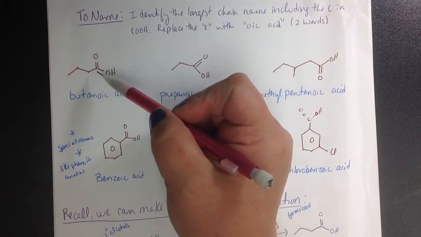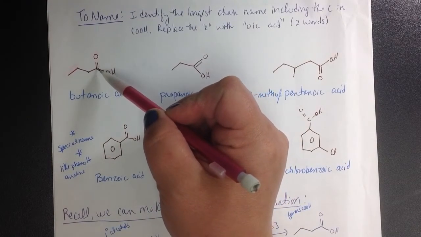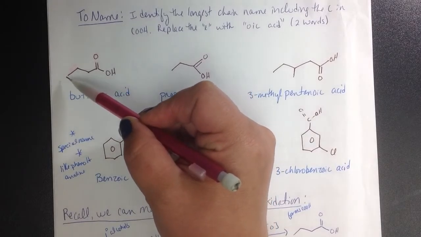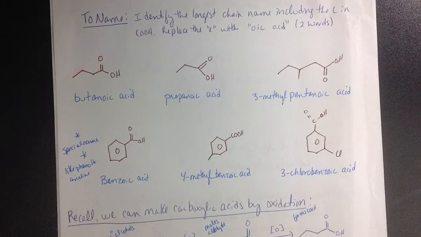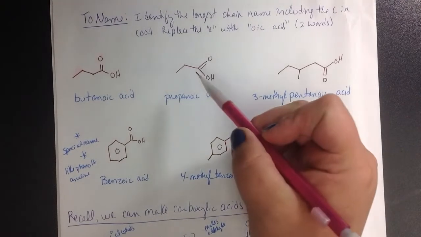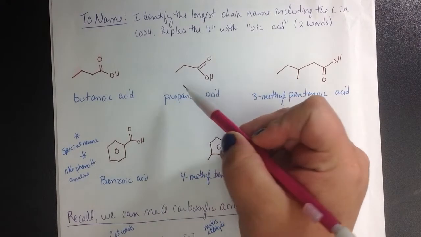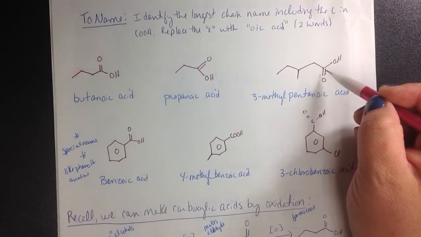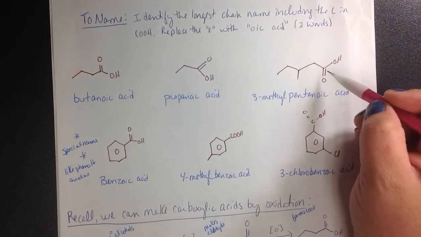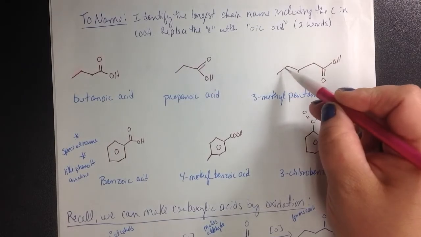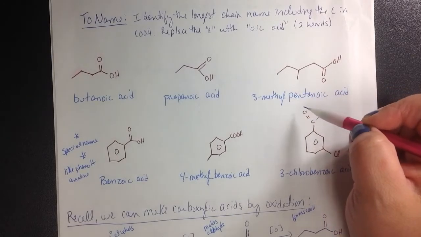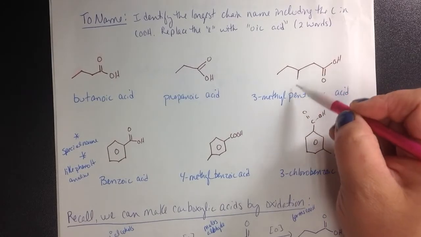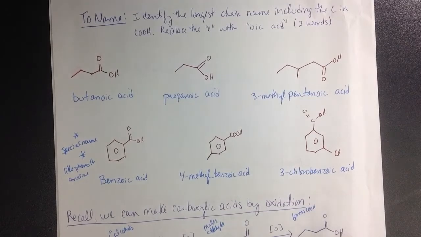The hard part is remembering that the carbon right there actually counts. So that would be 1, 2, 3, 4 carbons, and that's what makes this butanoic acid. Here I have 1, 2, 3 carbons, and that's propanoic acid. We always start from the carbon that's in the COOH, which is 1, 2, 3, 4, 5. So it's pentanoic acid, and at the third carbon, that's a methyl.